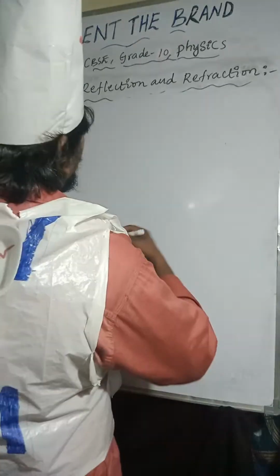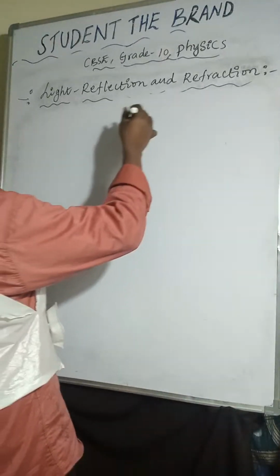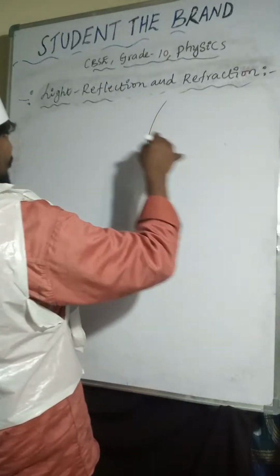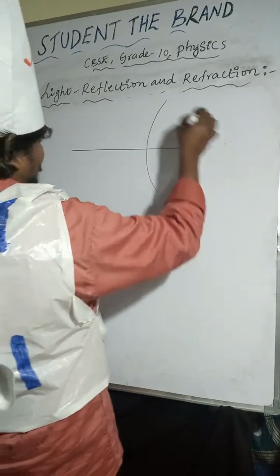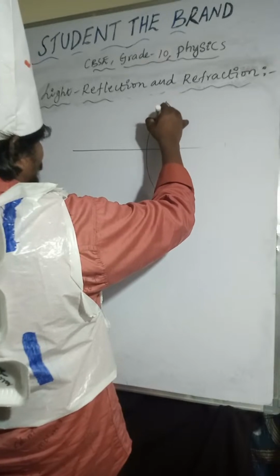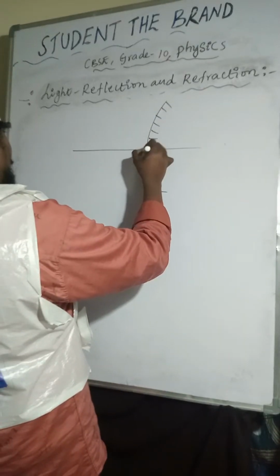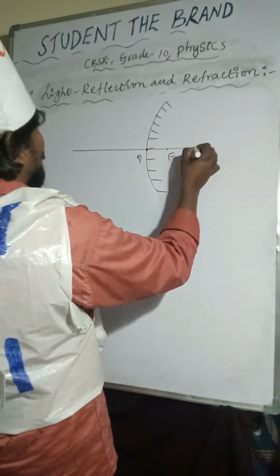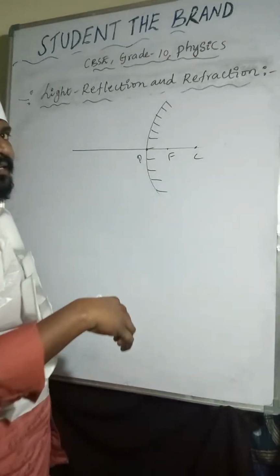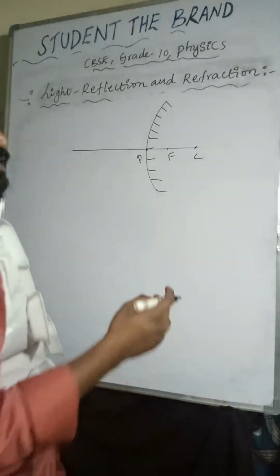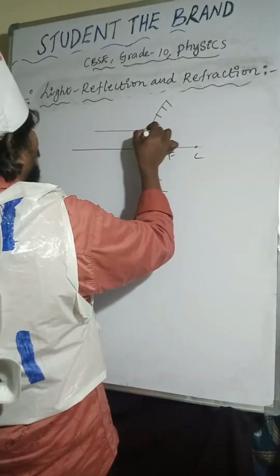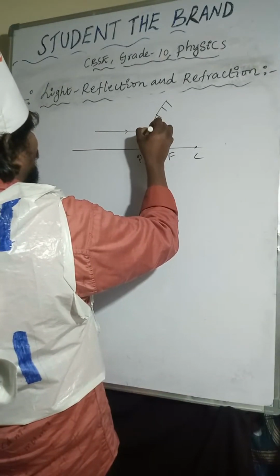So convex mirror is also known as a diverging mirror, because when light rays are incident on it, after reflection those light rays move away from the principal axis. So I am taking here pole, focus, center of curvature. Light rays are coming from infinity, after reflection light rays are moving away from the principal axis.